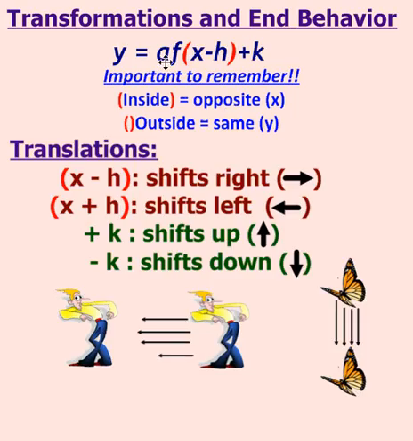So please have this written down as your notes. Y equals A times the function of x minus h plus k. It's important to remember that inside the parentheses, we have opposite, and outside of the parentheses, we're going to have the same. So if we have x minus h, it's actually going to be moving in the positive direction, to the right. And if we have x plus h, it's going to be moving in the negative direction, to the left. Versus k, which when k is positive, it's going to move up, and when k is negative, it's going to move down. And again, h is our horizontal, and k are our vertical translations.